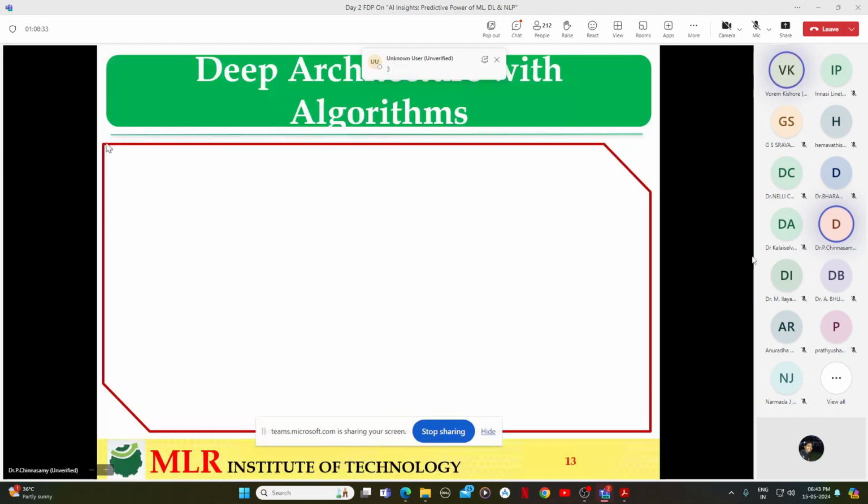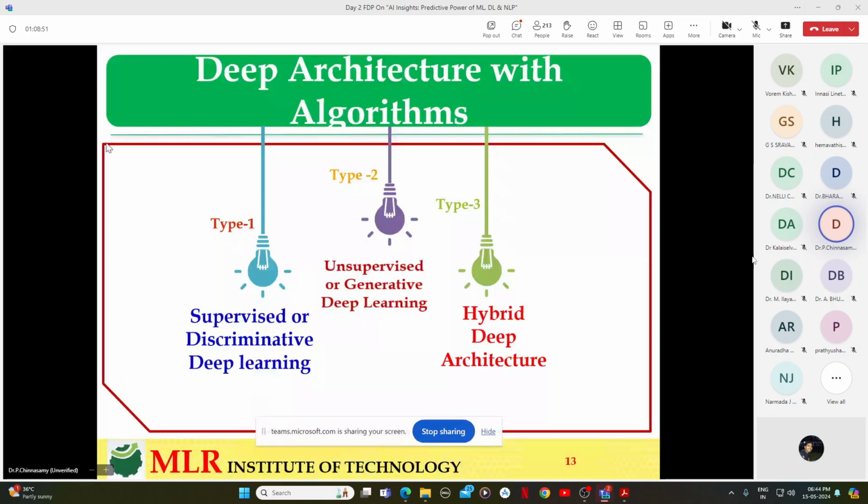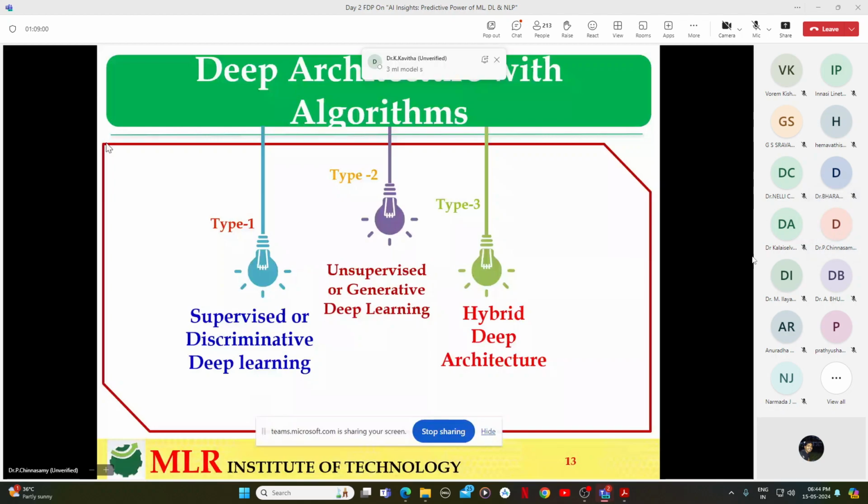And coming to our deep learning models, we have three kinds of architecture to process it. The first one is type 1. Yeah. So we have three different architectures for our deep learning. Type 1 is supervised or discriminative deep learning models. Type 2 is unsupervised or generative deep learning models. And the third important thing is hybrid deep architecture.